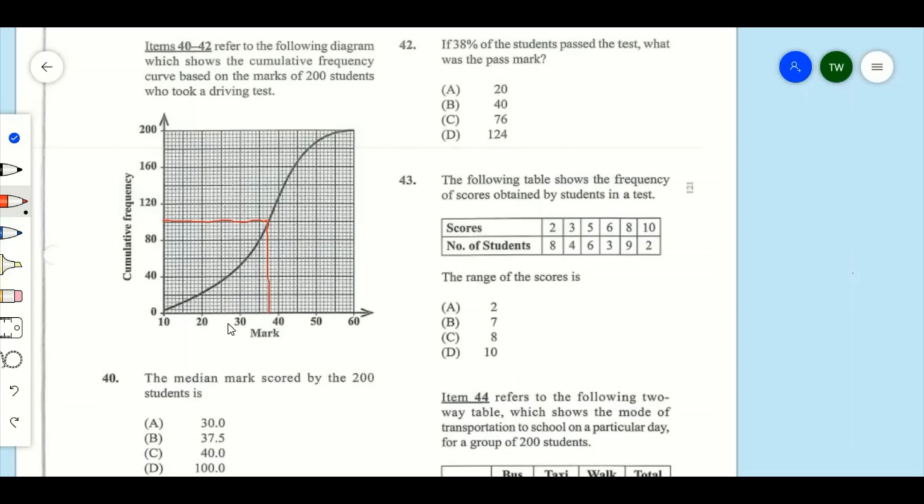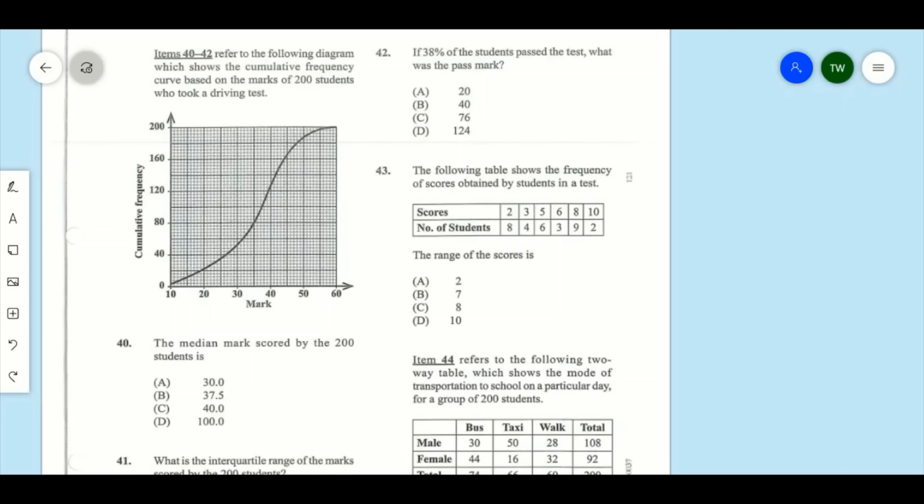Now, we know that here this is 20 and here this is 30. So that means this would be 25. So up to this line here, that's 35 and that's about 30. This seems about 37.5. So the median score here is going to be about 37.5, right? So our answer for question 40 is going to be B.